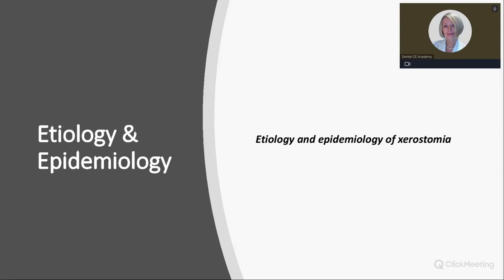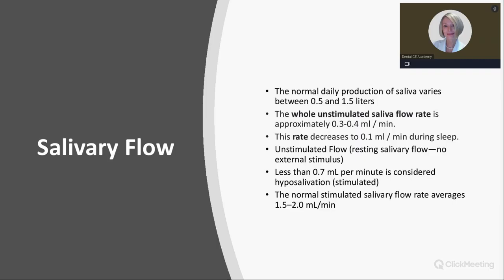We're going to talk now about etiology and epidemiology of xerostomia. Salivary flow, the normal daily production varies somewhere between 0.5 and 1.5 liters. Whole unstimulated salivary flow rate is thought to be 0.3 to 0.4 mils per minute. And this rate decreases to 0.1 mils per minute during sleep because the parotid gland shuts down.